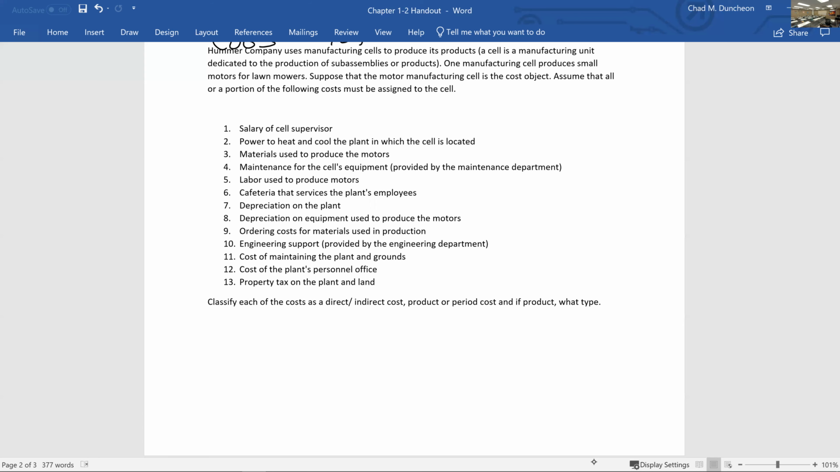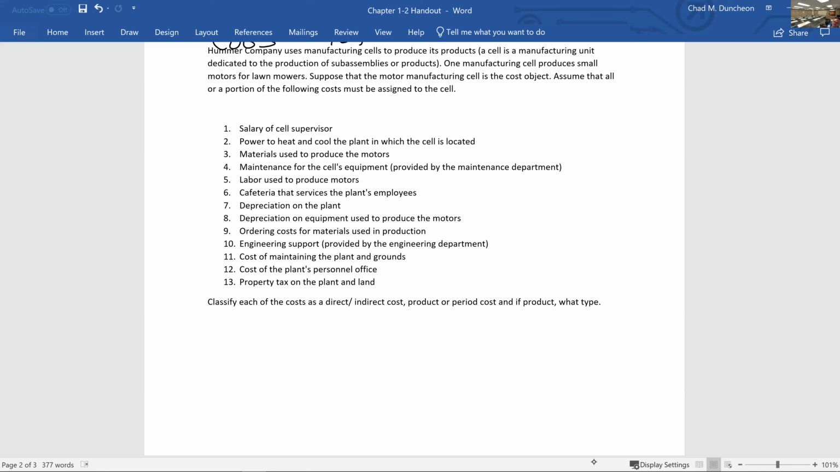What costs must be assigned to the cell? So that's our first thing. It says classify these as direct or indirect cost, product or period cost, and if product, what type? Remember, our three types of product cost are direct materials, direct labor, and manufacturing overhead. I'm going to do it in a little bit different order. I like to do product or period first, then direct or indirect, and then we'll worry about what type of product cost it is.